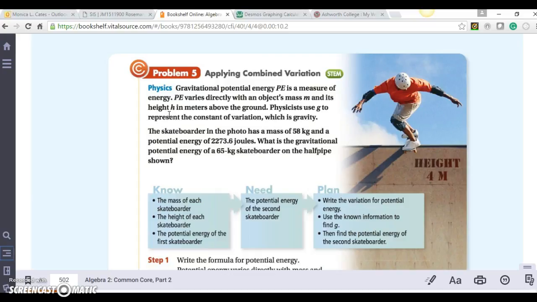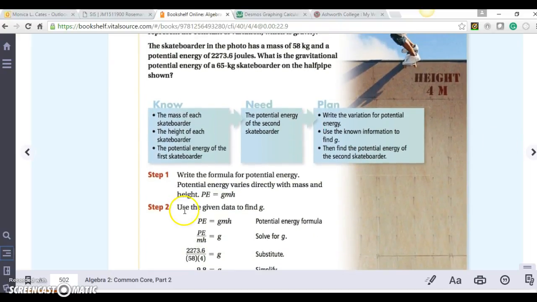The skateboarder in the photo has a mass of 58 grams and a potential energy of 2273.6 joules. What is the gravitational potential energy of the 65 kilogram skateboarder on the half pipe? So we're going to write the formula for potential energy, and it is PE = g times m times h. G is the k that we normally would use. So g is the constant, and we're going to find that constant. And this constant holds true for potential energy always, but we're going to find it for this equation.